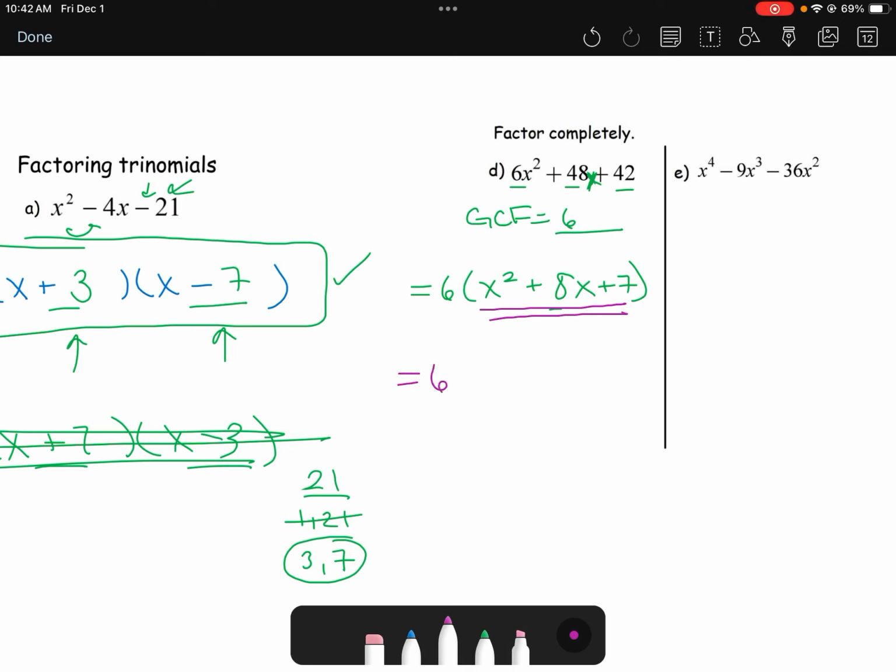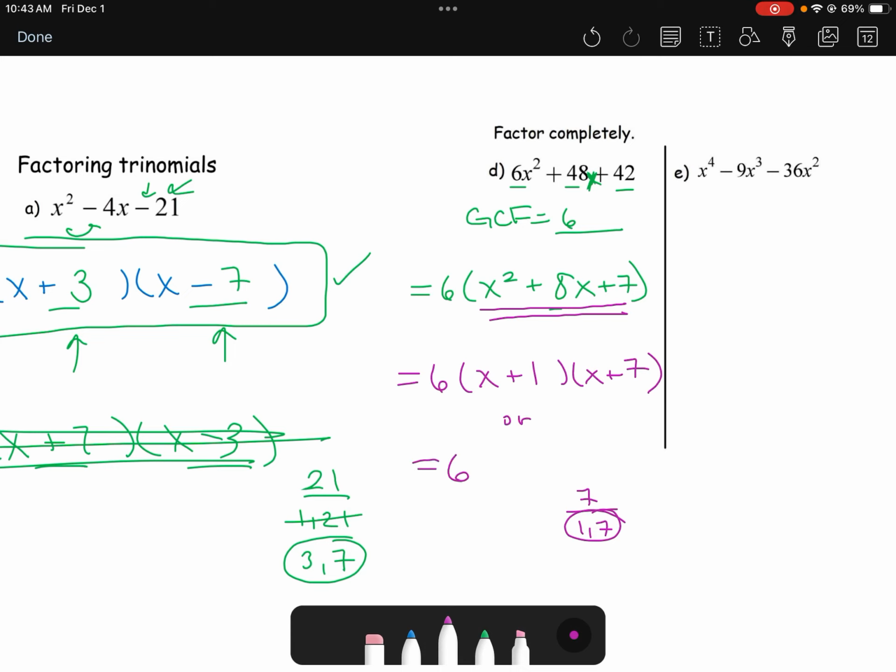So now that you factored out the GCF, you're done with it, just keep bringing it down. So this is x plus, okay? Well, I need factors of 7. Well, the only factors of 7, since it's prime, are 7 and 1. And again, these parentheses are the same, so it doesn't matter. Is 7 plus 1 8? It sure is. Okay, again, it doesn't matter.